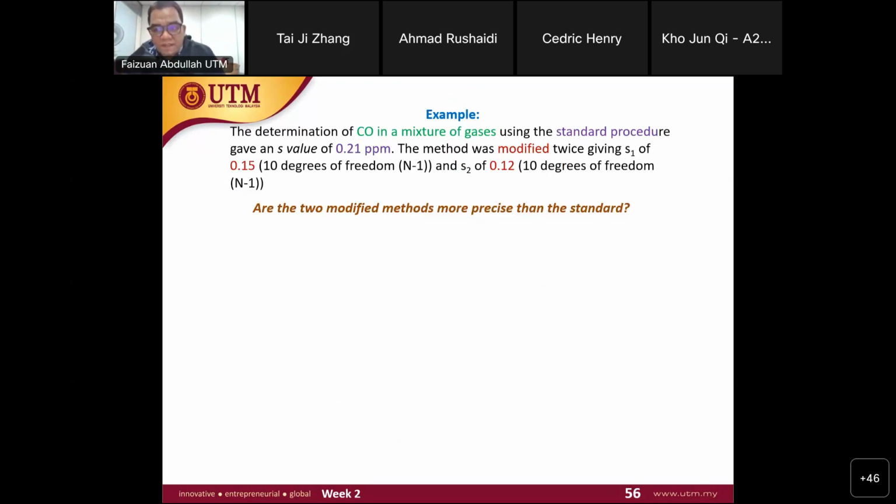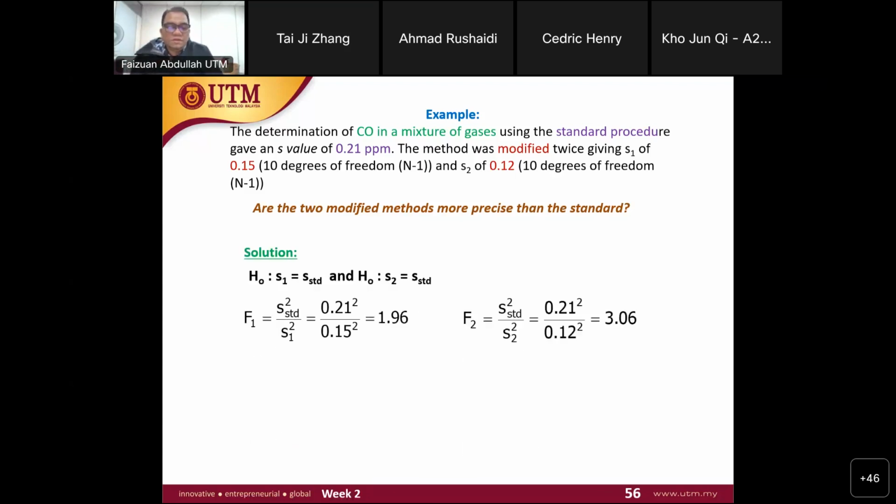The method was modified twice, giving S1 of 0.15 with 10 degrees of freedom, and S2 of 0.12 with 10 degrees of freedom. Are the two modified methods more precise than the standard? Look at that question, right? The solution: the hypothesis is S1 is equal to S standard and S2 also equal to S standard. Calculate one by one. So for F1 we calculate the F value, and for F2 we calculate the F value.